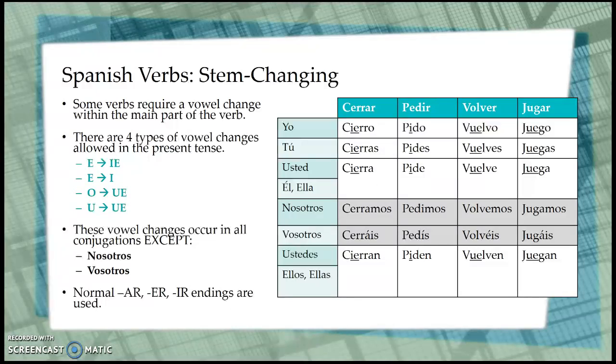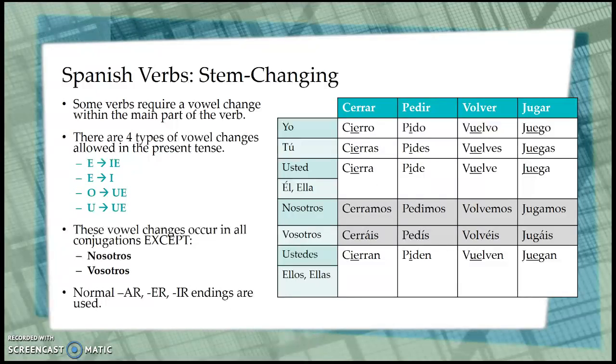So look at the verb cerrar, which means to close. It is a stem-changing verb, and by memory, we should know it changes E to IE. Cierro, cierras, cierra, cerramos, cerráis, cierran. Notice that the vowel changed in all conjugations but nosotros, vosotros. Also notice that this is an AR verb, so the endings were o, as, a, amos, áis, an.